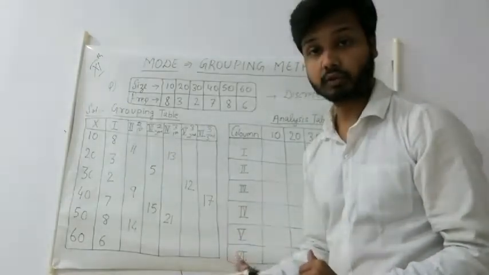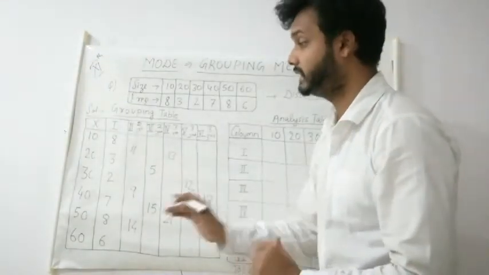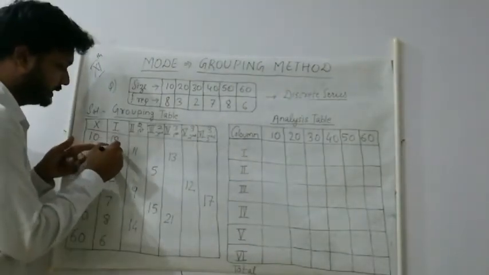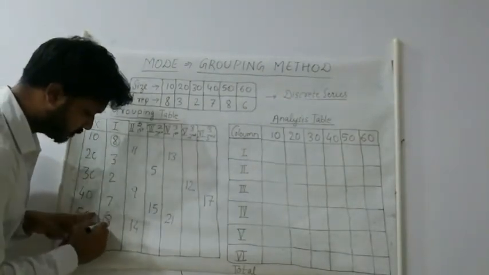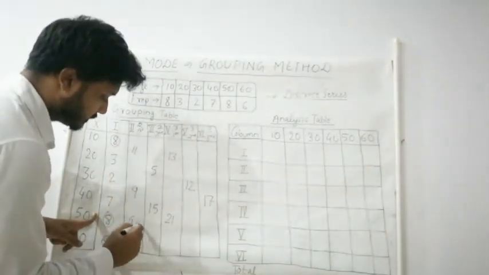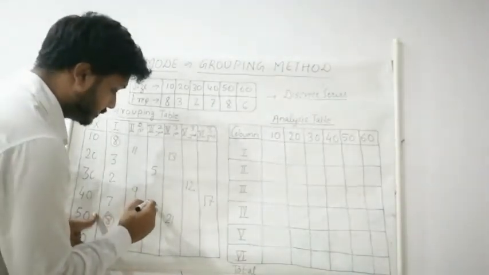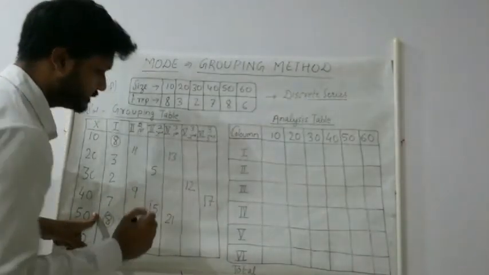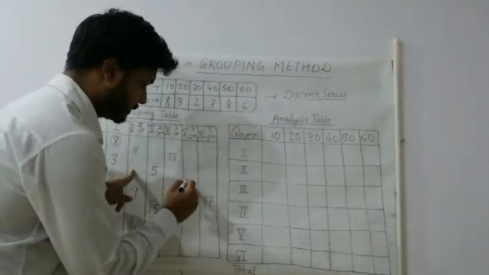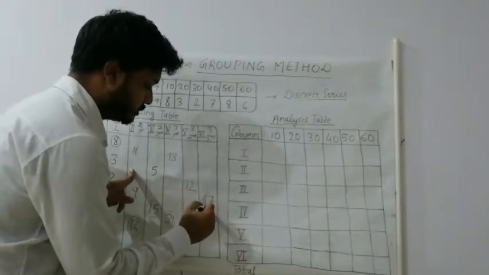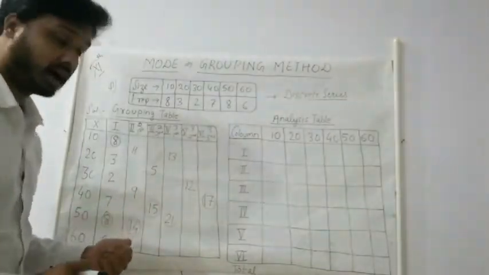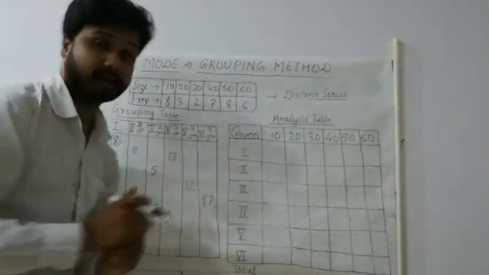Now students, we will have to mark the highest values in each column. For example, in the first column the highest value is 8, and here also 8. Then in the second one we see that the highest value is 14. In the third one, the highest value is 15. Here it is 21. Here it is 12. And here also 17, because single numbers are here. So after marking the highest values, now we will move to the analysis table.